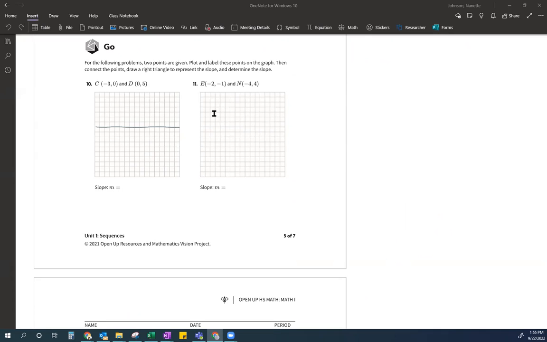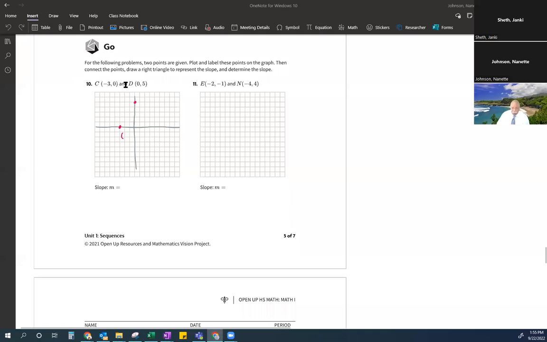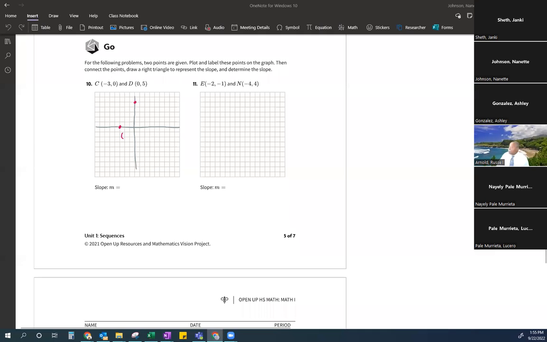Okay, so there's my 2 X and Y axes. So -3, 0 looks like this. And 0, 5 looks like this. Okay, so it says plot and label these points on the graph. Oh, they wanted me to label them. Fine. -3, 0, 0, 5. Done. And then it said, then connect the points. So connect these points.